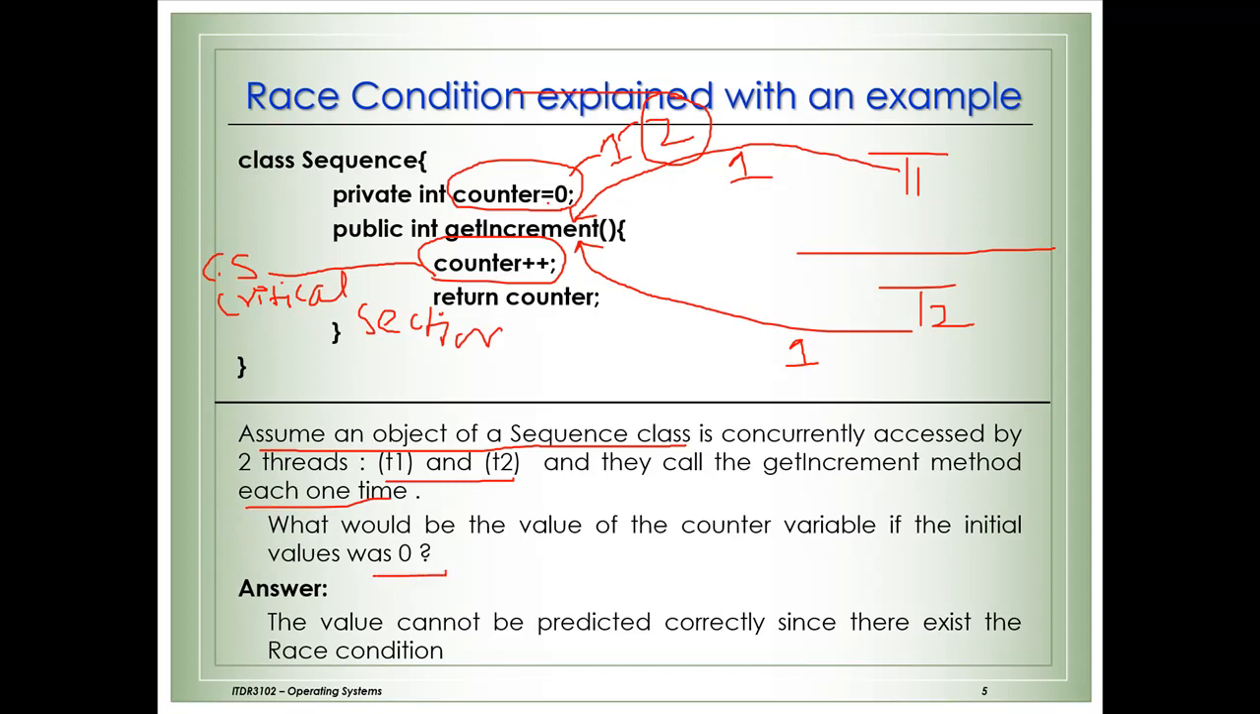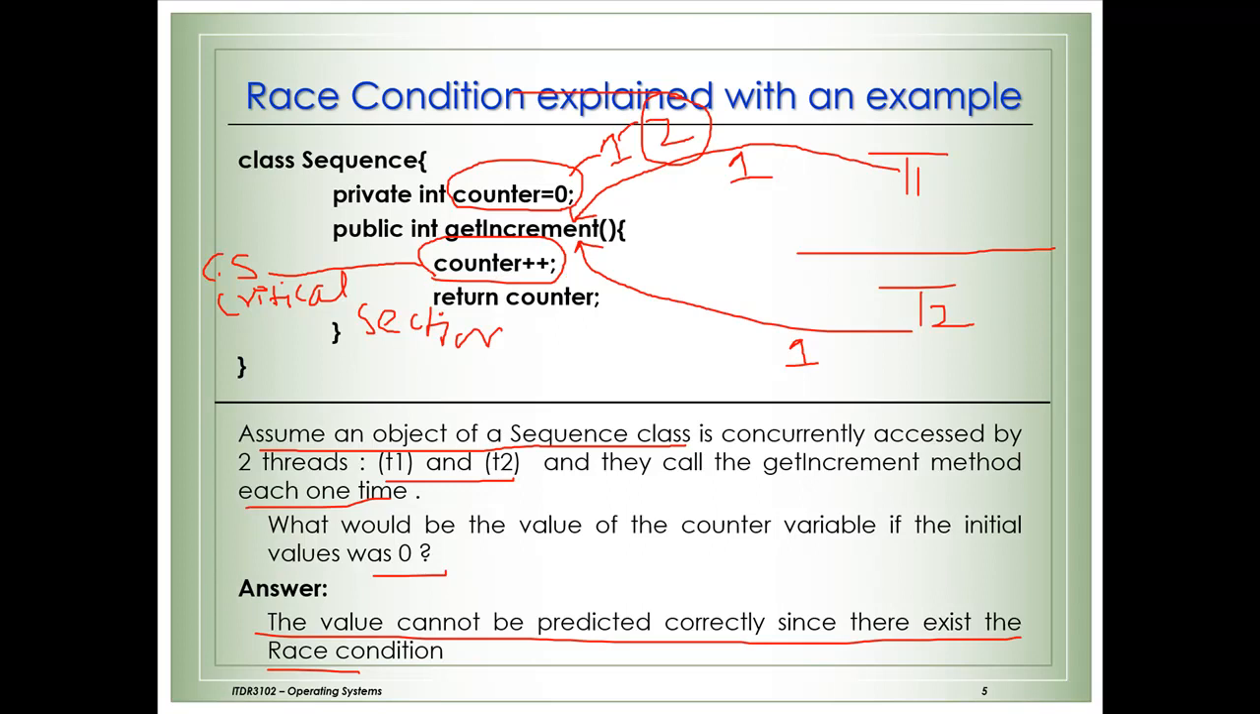So, the initial value was 0. What is the value of the counter? The value cannot be predicted correctly, that is the correct answer. Why? Because as of now there exists a race condition. Race condition means when multiple threads share data and try to update the shared data concurrently, data inconsistency will arise.